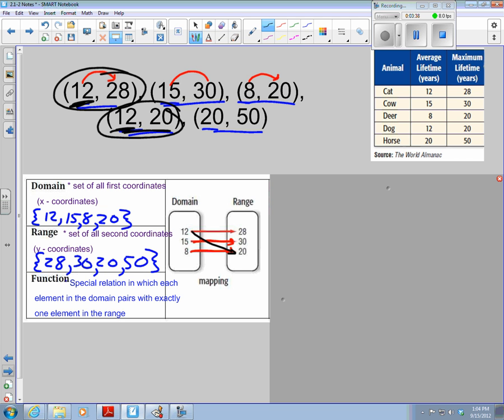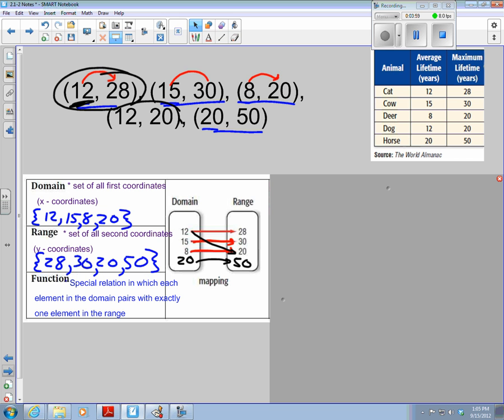Also, we have 20 and 50. I should probably put those in there. And 20 maps on to 50. Now, if I didn't have this one right here, the 12 and the 20, this would be a function because it would have a one-to-one matching of domain values to range values. But being there are 2 12s in the domain, it's not a function.